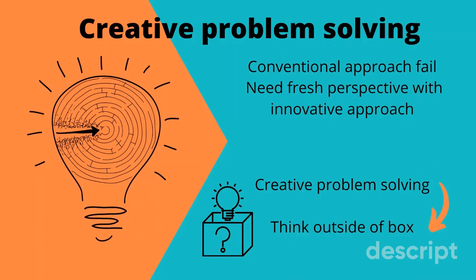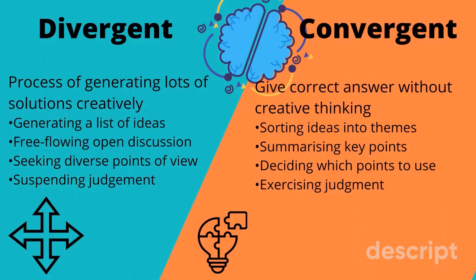When a conventional approach of problem solving fails, we will need to find a more innovative approach, which is to think outside of the box. In order to be creative, we will need to separate our brains into divergent and convergent thinking. Let's go through what is divergent and also convergent.